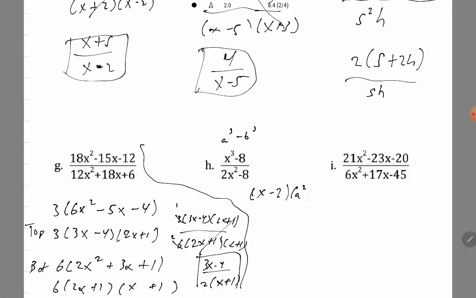plus, I think it's plus ab. So plus 2x. And then plus b squared. All over, pull out 2. X squared minus 4. So we'll be left with, oh sorry, that's not a. I wrote a, but a is x.